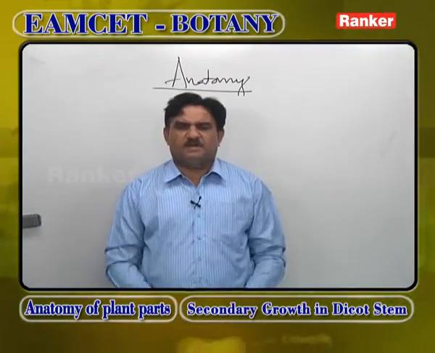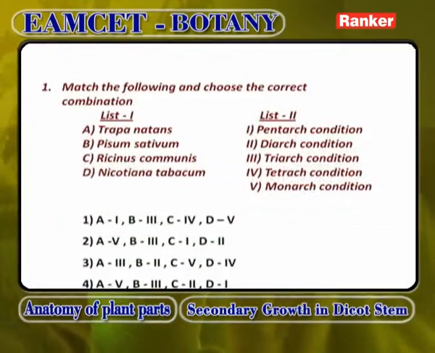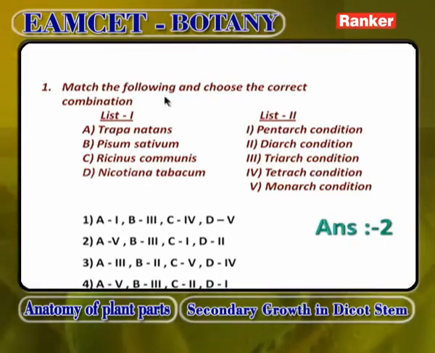Now we discuss some important bits in anatomy. First, this is a matching tabular form. Match the following and choose the correct combination. Trapa natans, Pisum sativum, Ricinus communis, Nicotiana tabacum. We have to remember one tabular form.